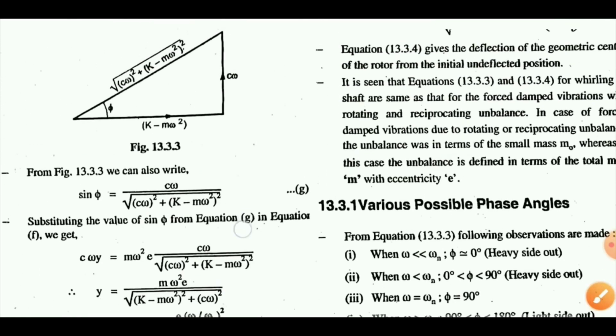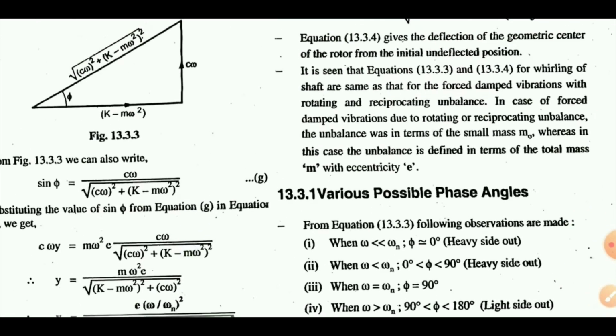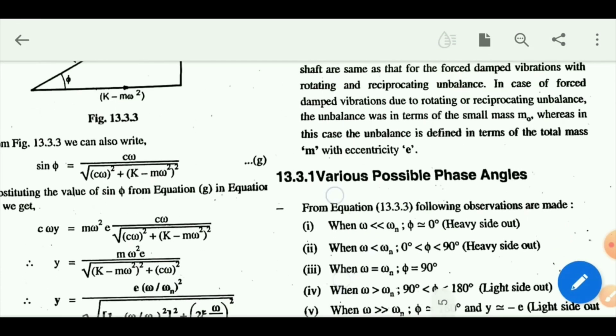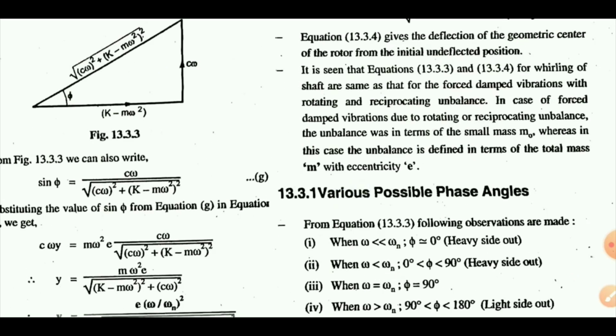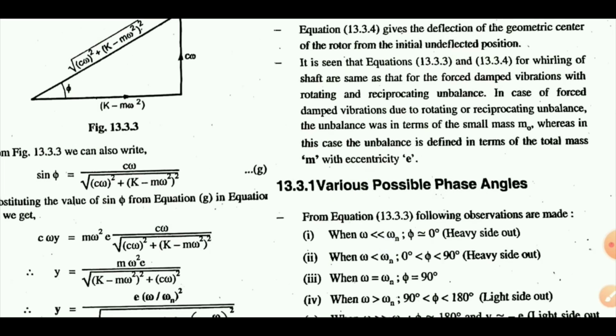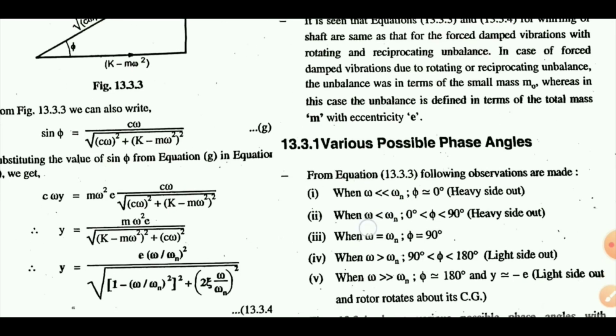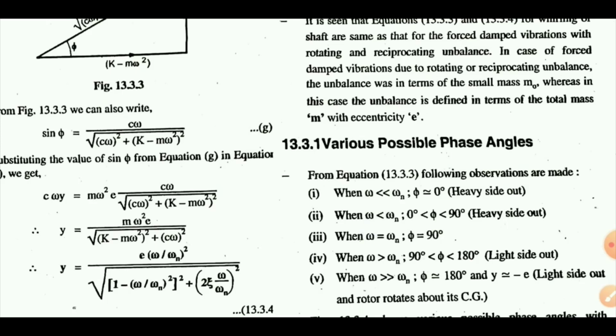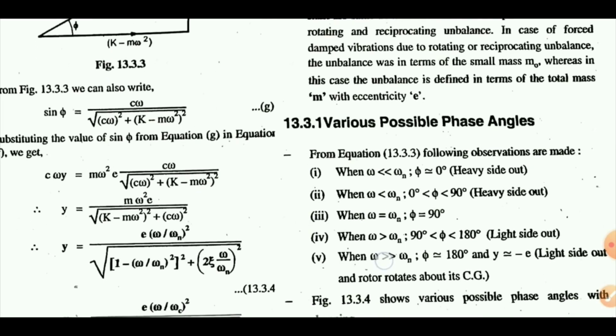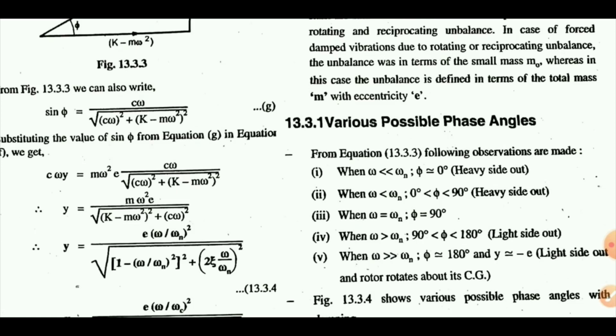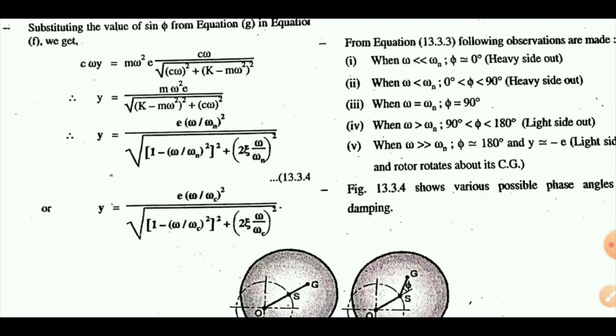Now from this equation, it is given that the deflection of the geometric center of the rotor from the initial undeflected position for whirling of shaft is the same as that of forced damped vibration with rotating and reciprocating unbalance. In forced damped vibration due to rotating or reciprocating unbalance, the unbalance was in terms of small m0, whereas in this case the unbalance is defined in terms of total mass m with eccentricity e.